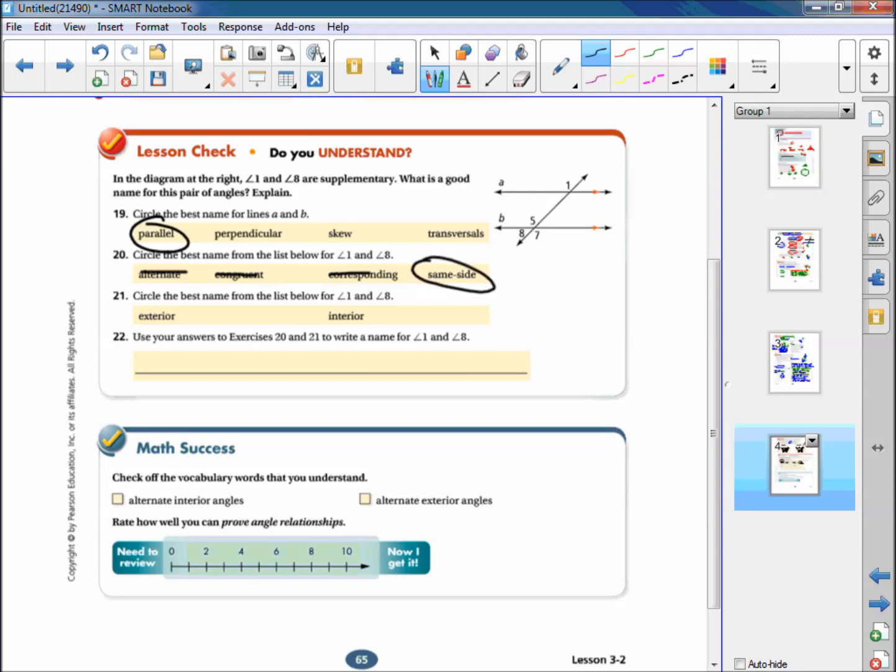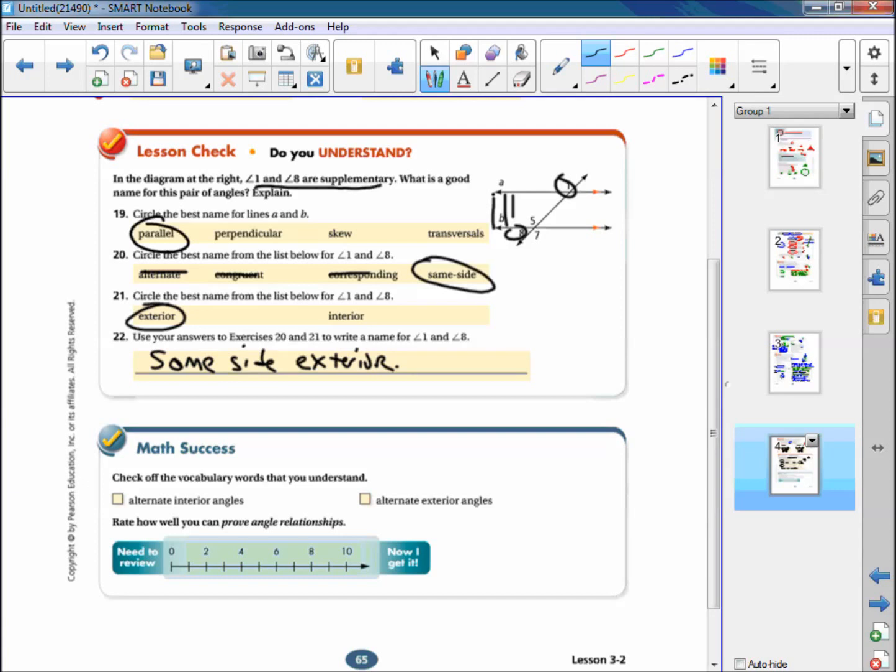Circle the best name from the list for angles 1 and 8. Let's see, they're both exterior. They're outside of A and B. So the interior is in here. So they're exterior. And use your answers to exercises 20 and 21 to make a name for angles 1 and 8. So I'm going to call these same side exterior. Okay. And same side exterior angles are also going to be supplementary.